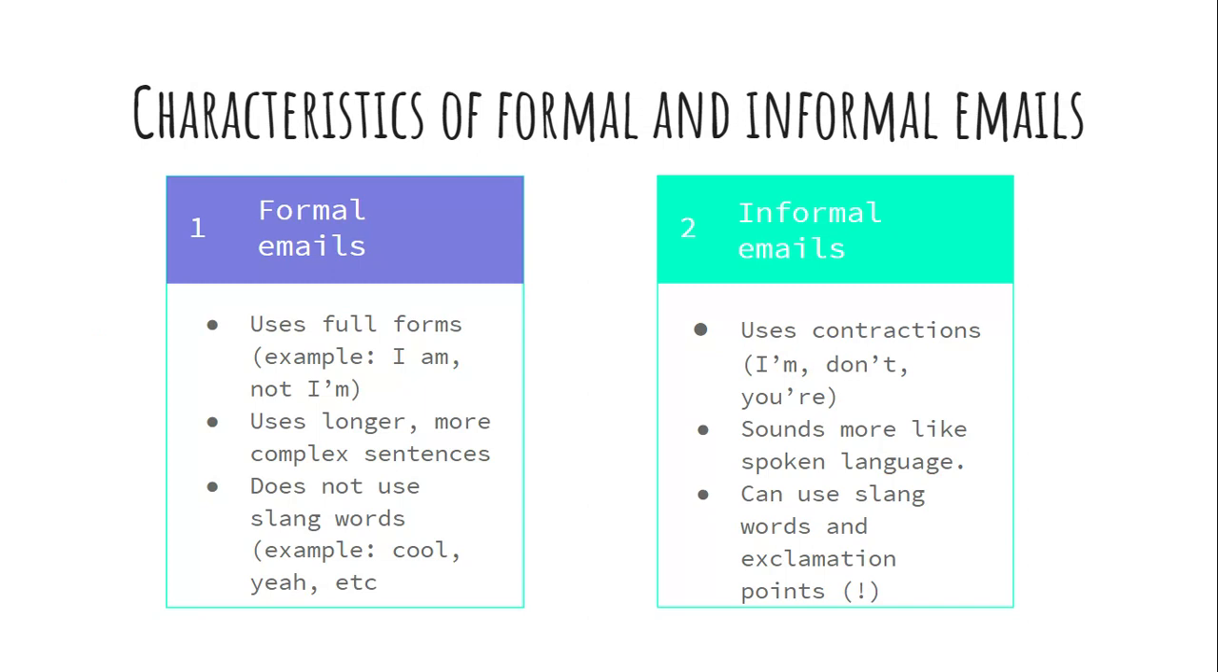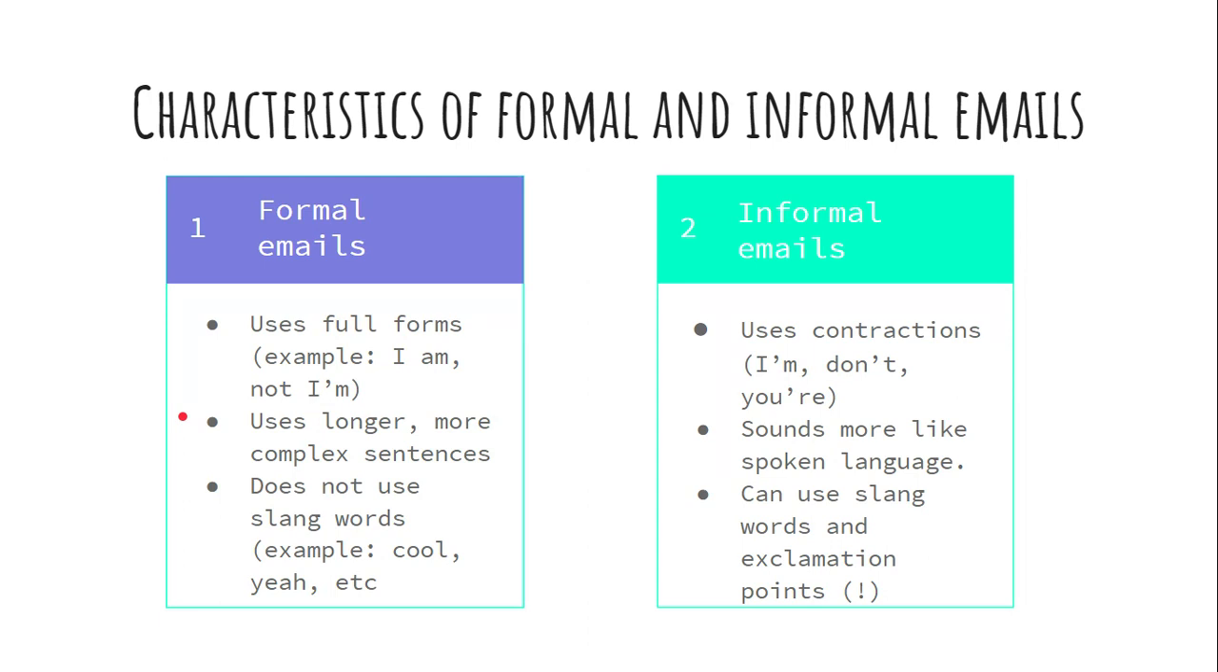So we have two different types of introduction emails. Well, in reality, two types of any email. You either have a formal email or an informal email. And what are some of the characteristics of these emails? Well, in the formal emails, you're going to see that they use full forms. For example, I am and not I'm, and do not and not don't, etc. You're also going to see longer and more complex sentences.